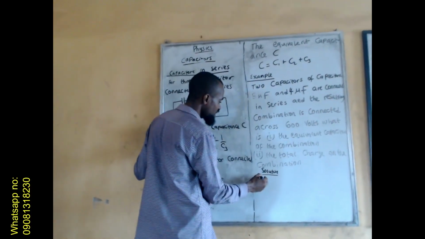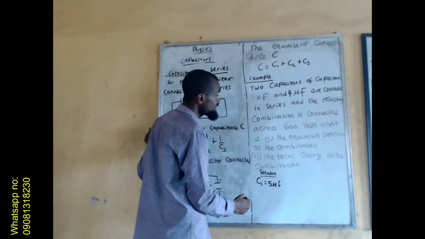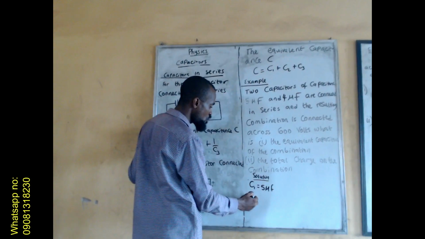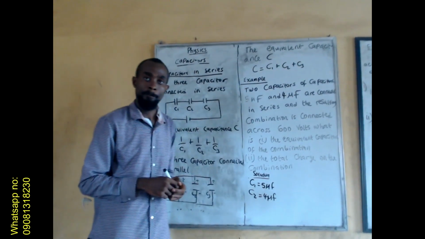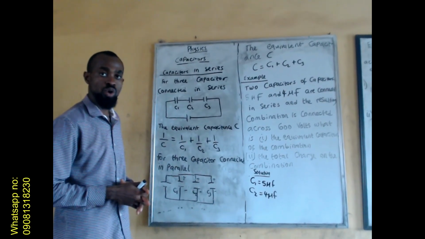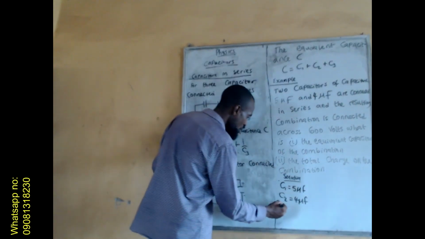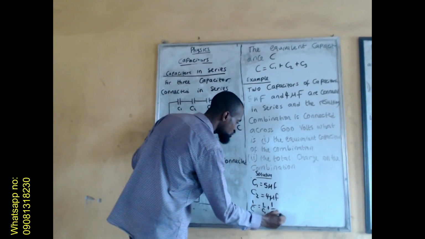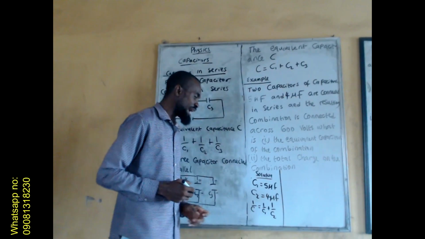The capacitance of the first capacitor is given to be 5 microfarad, and the capacitance of the second capacitor is given to be 4 microfarad. Now, how are these two capacitors connected together? Yes, in series. So to calculate the equivalent capacitance, what formula do you use? Correct, you use this formula. So it will be 1 over C equals 1 over C1 plus 1 over C2. Because we only have two capacitors, the formula is modified to this.